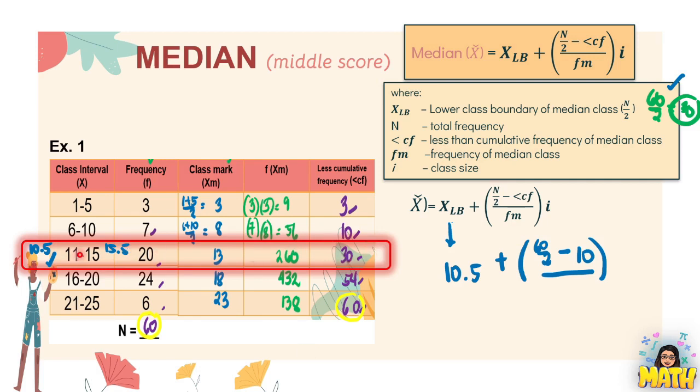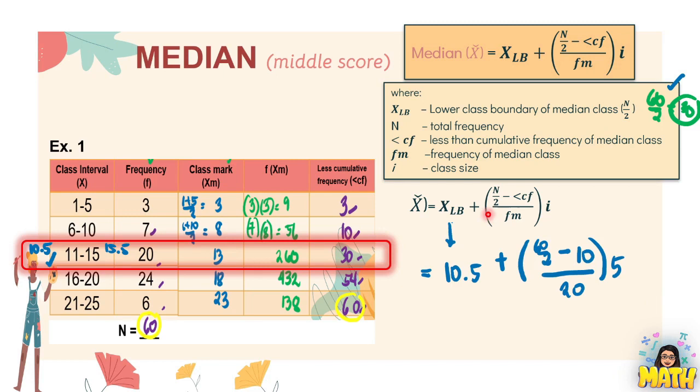So dito naman sa ating median class, ang pinaka-frequency na tinatawag is this frequency. So that is 20. And the last variable refers to I, which is the class size. Ano nga ba yung size ng bawat class interval na to? Ilan yung data from 11 to 15? 11, 12, 13, 14, 15, we have 5 pieces of data here. Therefore, our class size is equal to 5.